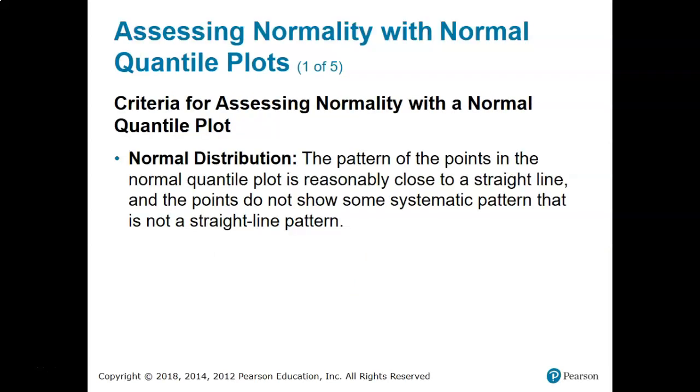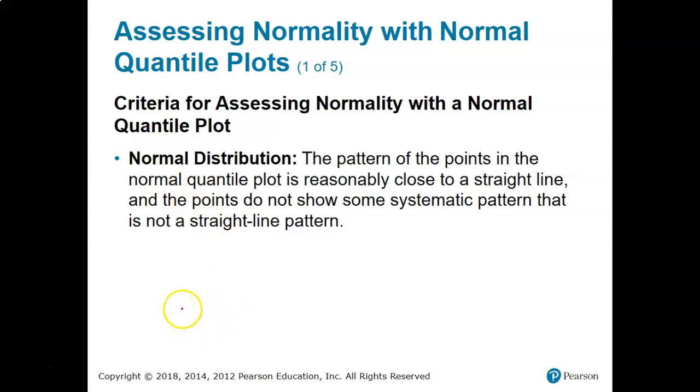Okay, the normal quantile plot is also a way for assessing normality. So we're not going to worry about constructing the normal quantile plots at this point, just interpreting them. So when you're talking about a normal distribution, the pattern of the points in a normal quantile plot is going to be reasonably close to a straight line, and the points do not show some kind of systematic pattern that's not a straight line.